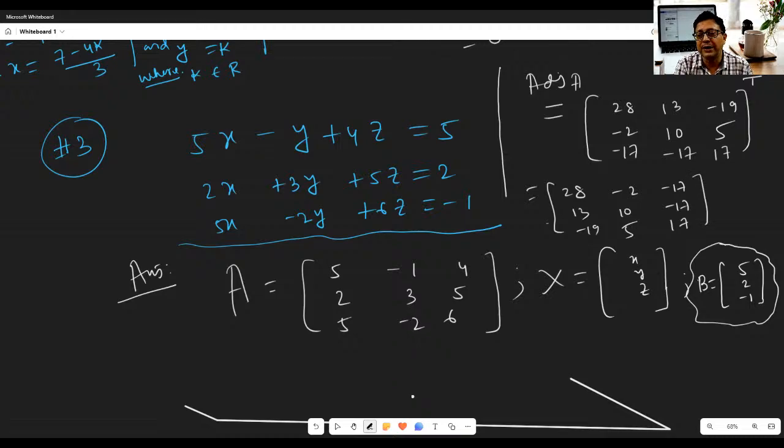This is multiplied by B, that is, adjoint A into B, which you also calculate. This into B, 5, 2, minus 1. So 140, is it coming 0? Check. No. So this is inconsistent.